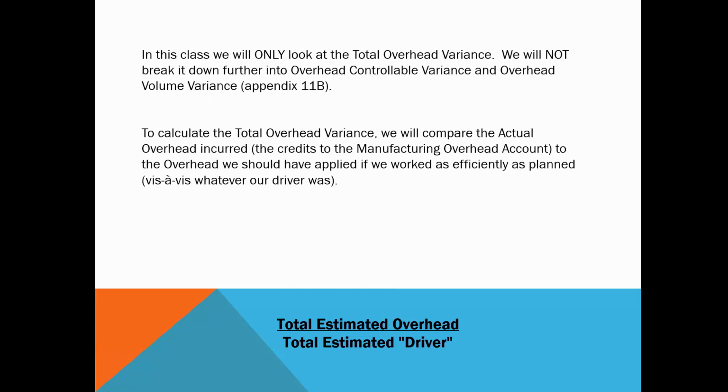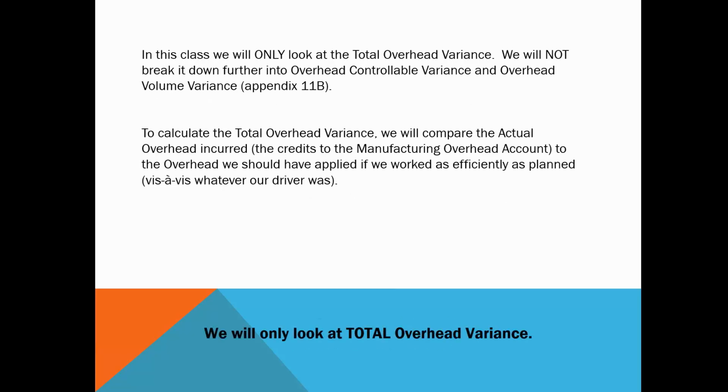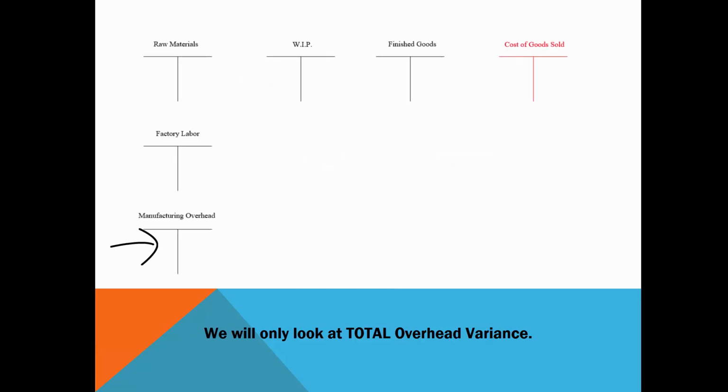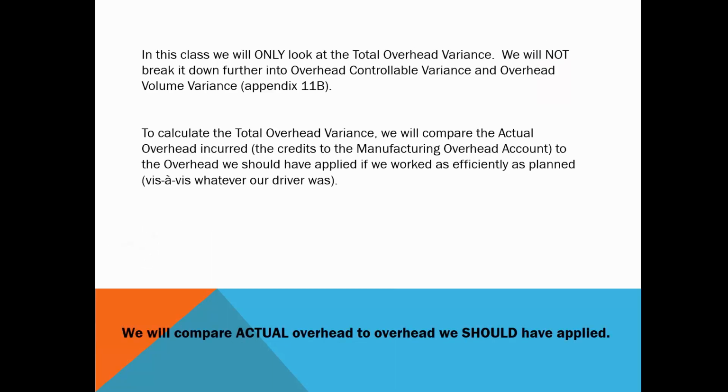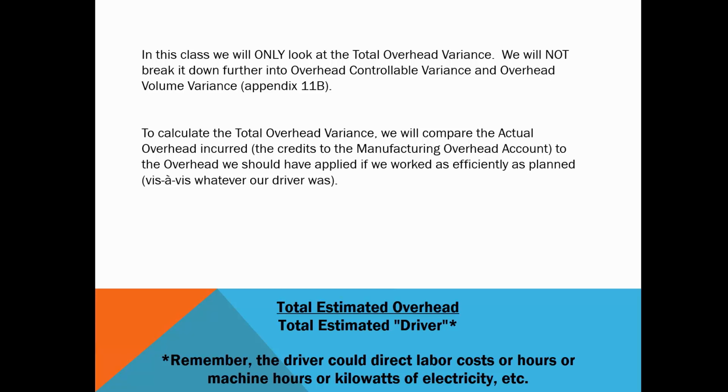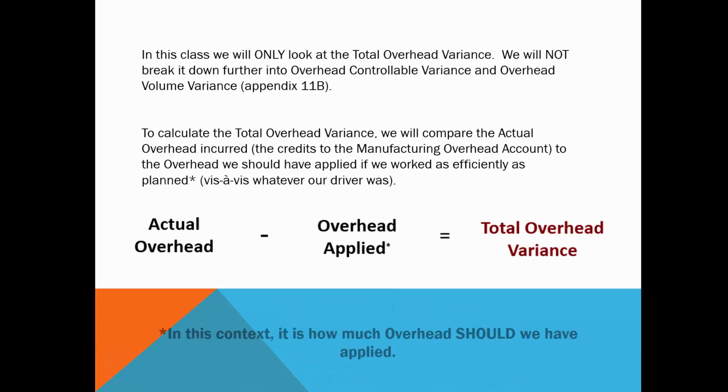In this class, we're only going to look at the total overhead variance. We're not going to break it down into the controllable variance, which looks more at the variable costs, and the volume variance, which is more at the fixed costs. All we're going to look at is the total overhead variance. We're going to look at the actual overhead incurred. That's the debits to the manufacturing overhead account that we know so well. And we're going to compare that to the overhead we would have applied if we worked as efficiently as planned, whatever our driver was, whether it's standard labor costs, standard labor hours, machine hours, or kilowatts of electricity. If we'd worked as efficiently as we had planned, how much overhead would we have applied?